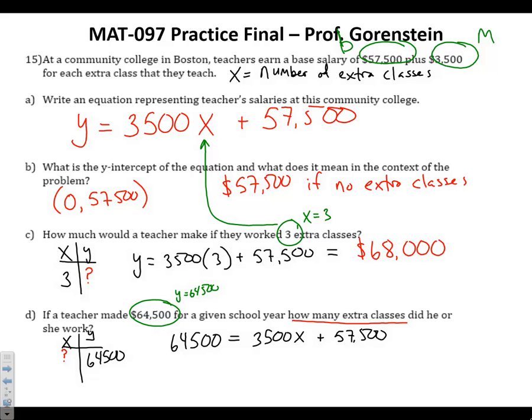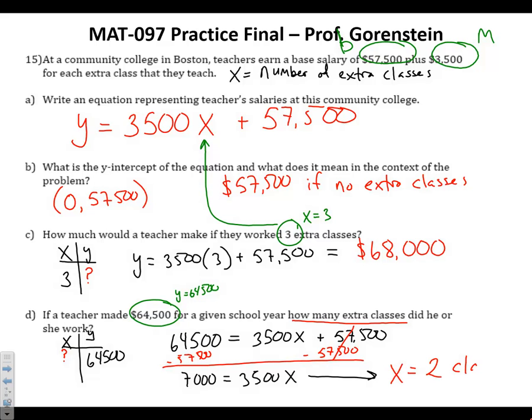Subtract 57,500 from both sides. So we'll have 7,000 equals 3,500x. And if we divide both sides of the equation by 3,500, we'll get x is equal to 2 classes.